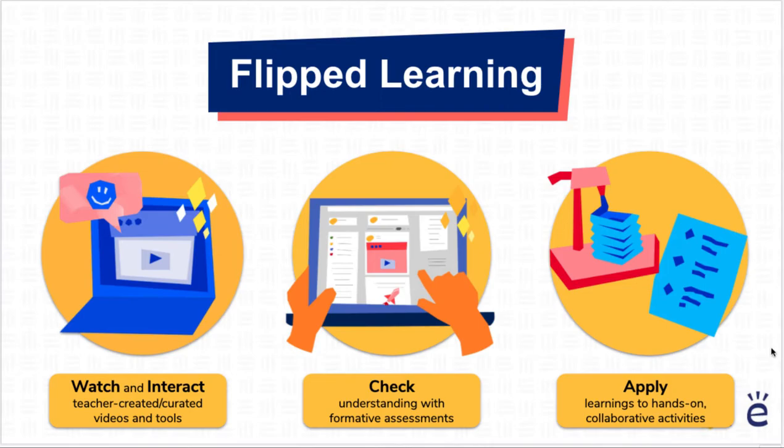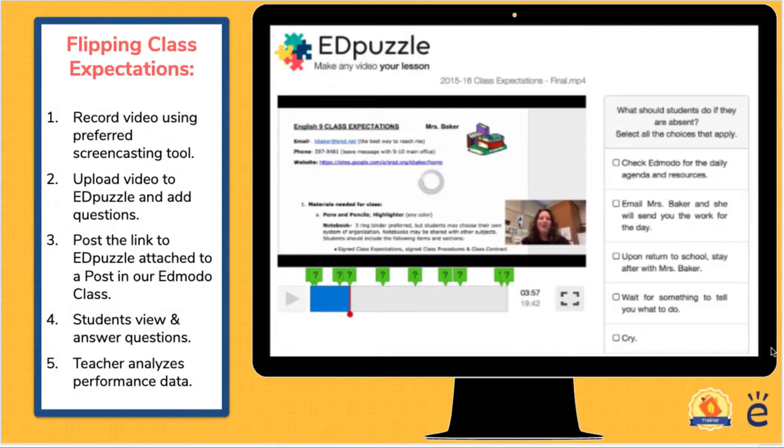One of my favorite lessons to flip, and this is what I recommend for getting started with flipped learning, is to flip your class expectations or syllabus. Record a screencast using your preferred screencasting tool where the document that you might normally deliver to students becomes your visual, and you talk through your expectations, no different than what you might do face-to-face with your students.